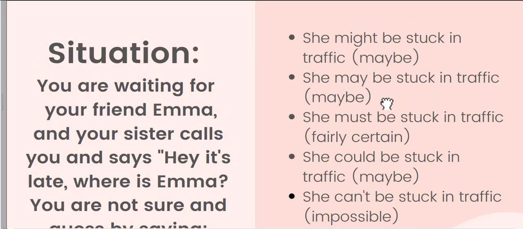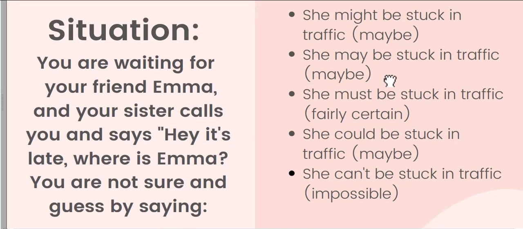Or she must be stuck in the traffic. This is fairly certain. This is for sure. Or she could be stuck in traffic. And this is said as maybe because we use here could. Or for the impossible form, she can't be stuck in traffic.